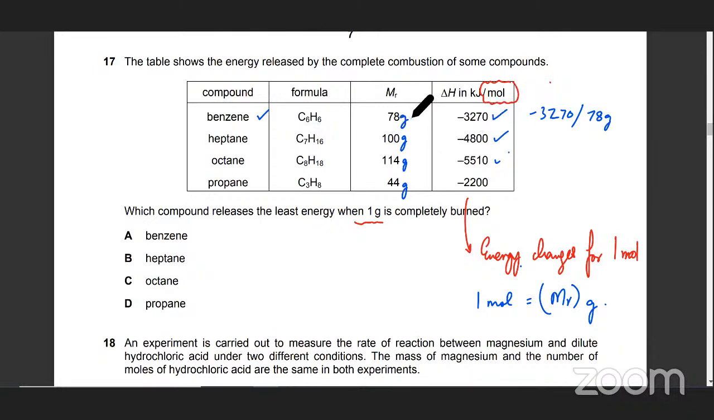तो 1 ग्राम के लिए सारों को निकालो, minus 4800 divide by 100, minus 5510 and divide by 114, and you have minus 2200, divide that by 44. तो पहले तो rough estimate, can you do a rough estimate for this? यानी किनको हम जल्दी से eliminate कर सकते हैं?